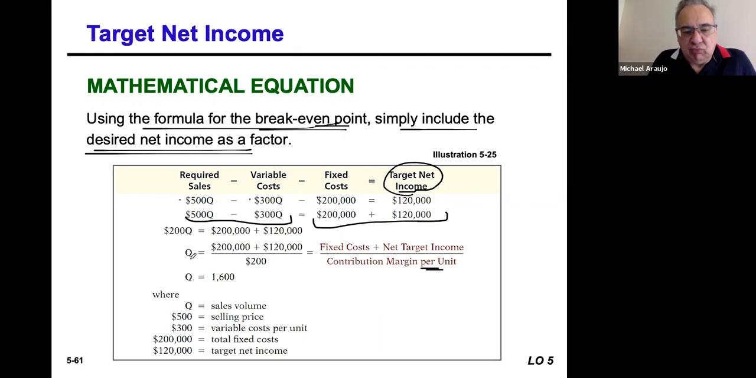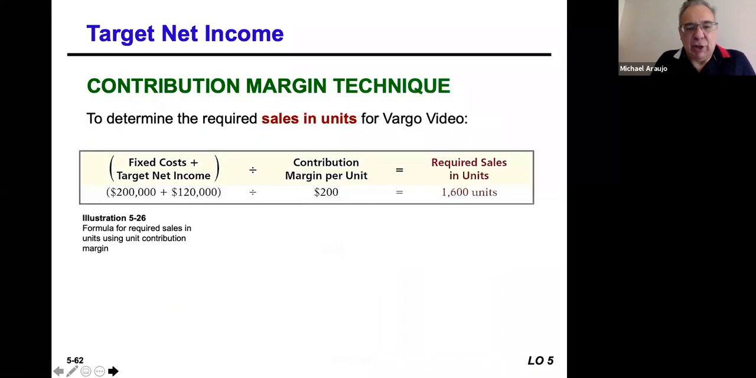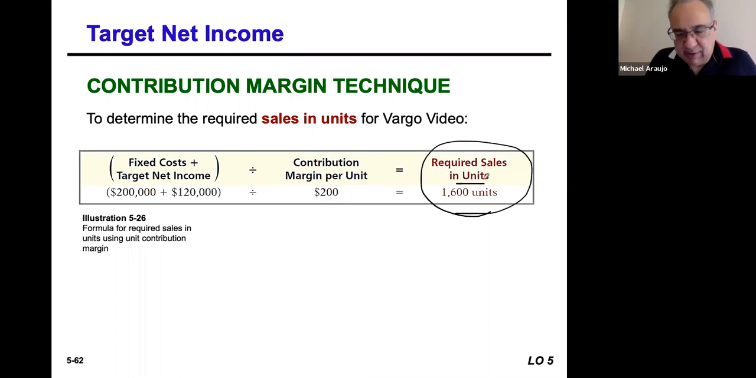So Q, quantity, will equal 320,000 divided by 200. And that will give us 1,600 units to sell if we want this profit. So in order to meet the profit goals we want with the contribution margin that we have, we're going to have to sell 1,600 units. Okay, so this is in units. So that's how this particular technique works for units.